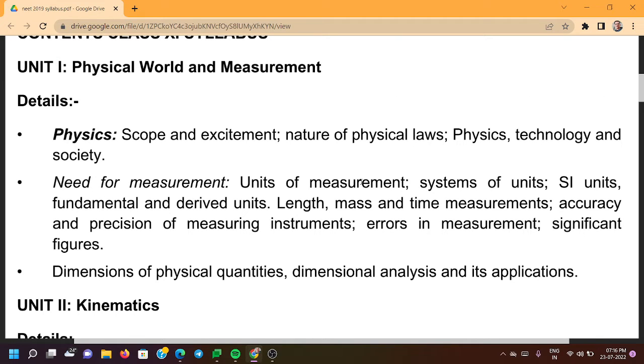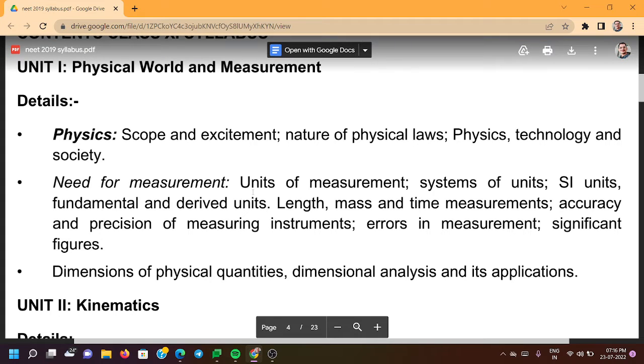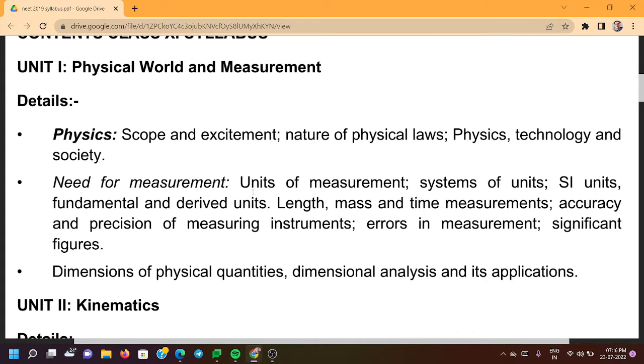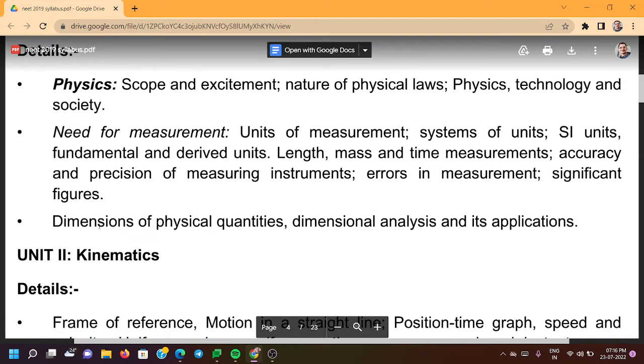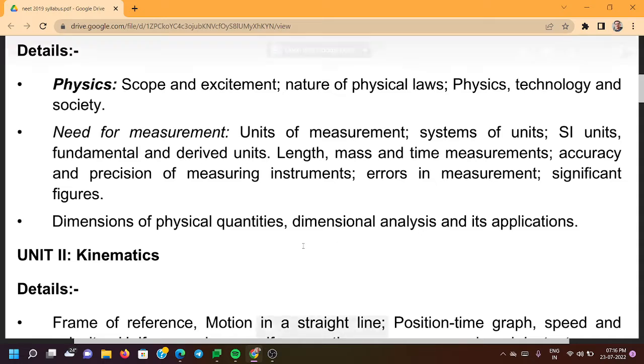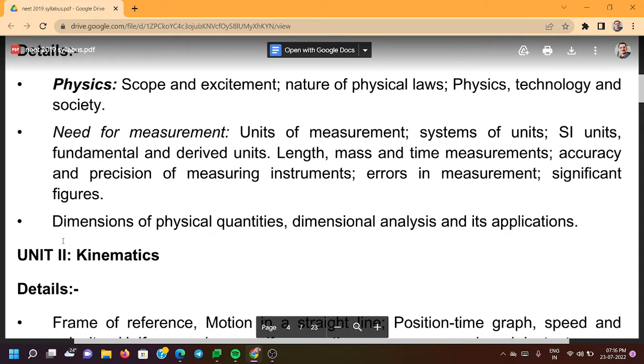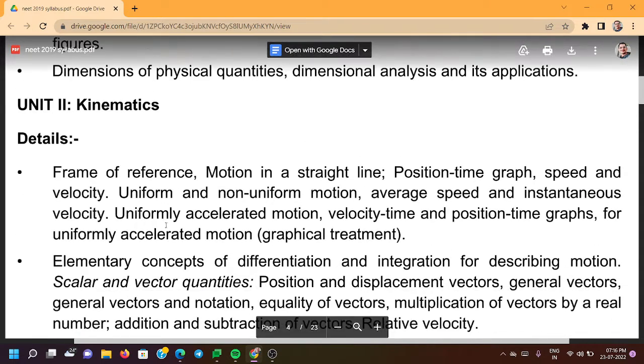SI units. Fundamental and derived units. Length, mass and time measurements. Accuracy and precision of measuring instruments. Errors in measurement. Significant figures. Dimensions of physical quantities. Dimensional analysis and its applications. Physics Unit 2, Kinematics. Details.